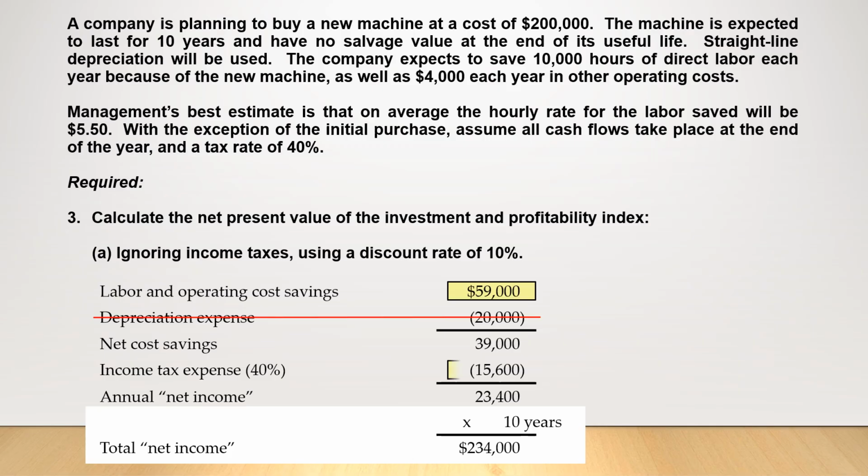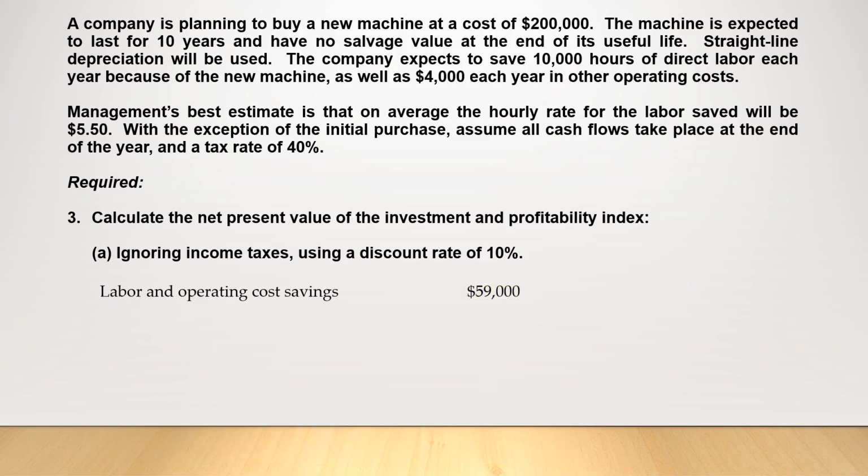However, the income tax expense is a future cash flow. We will have to remit this amount to the IRS in the future, but this calculation is ignoring income taxes, so we will do the same with this amount. To get the present value of these future cash flows, we multiply them by the present value factor.